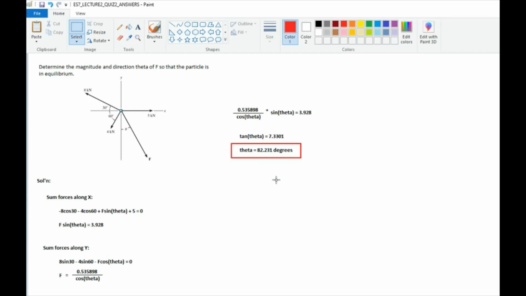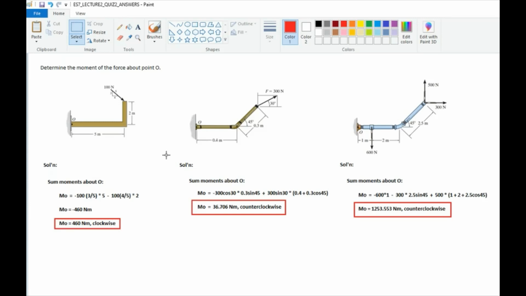Ayan. So you can indicate the direction, let's say, that it's coming from the negative y-axis. But I'll accept it even if it's not there, because the theta is already in the figure. Okay? Next, determine the moment of the force about point O.